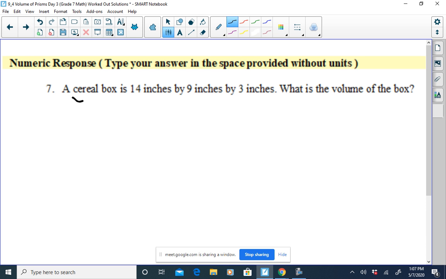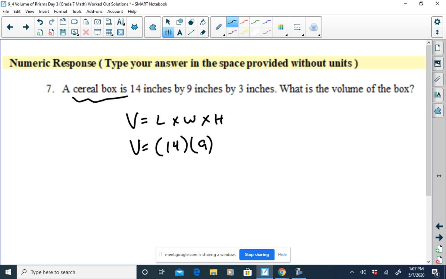We're talking about a cereal box. A cereal box would be in the shape of a rectangular prism. So this is simply volume is going to be length times width times height, right? That's all that it is, because it's a cereal box in the shape of a rectangular prism. So volume is going to be equal to the 14 times the 9 times the 3. So when we multiply 14 times 9 times 3, we wind up with, what's that, 378?